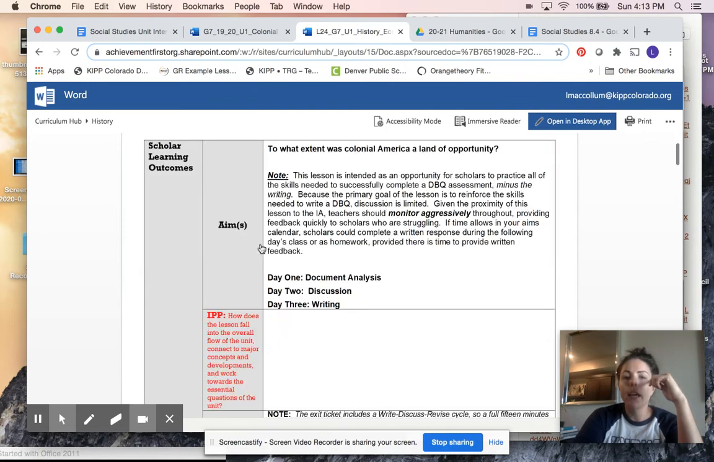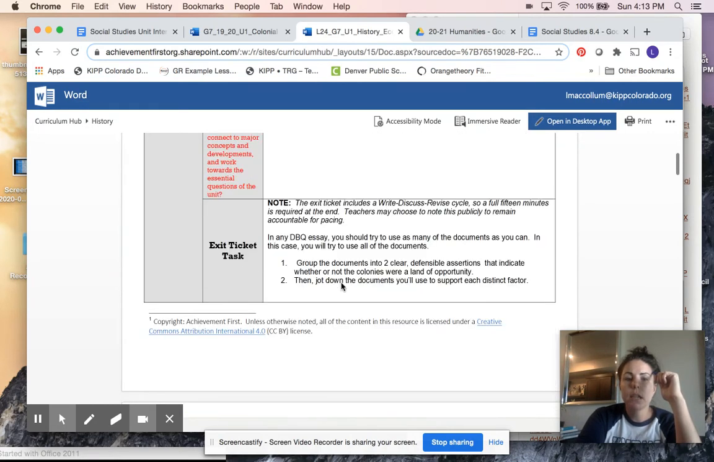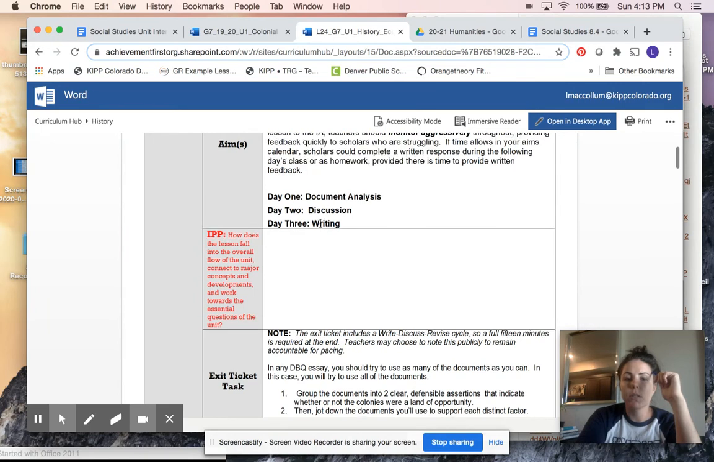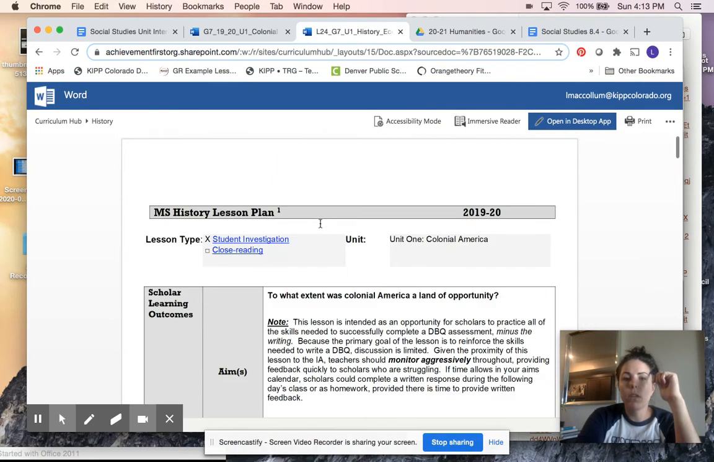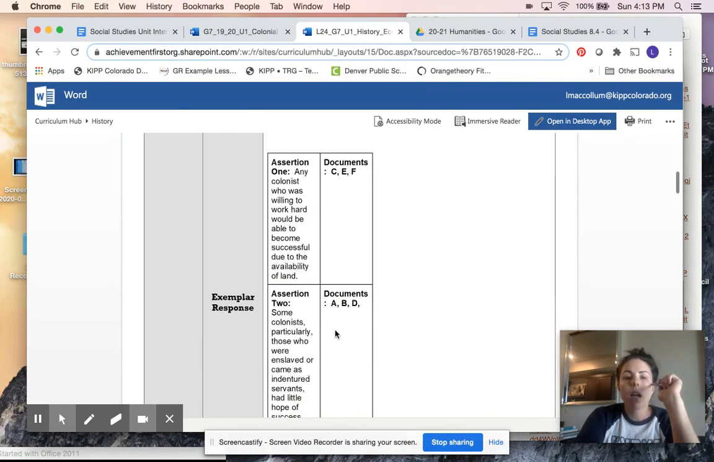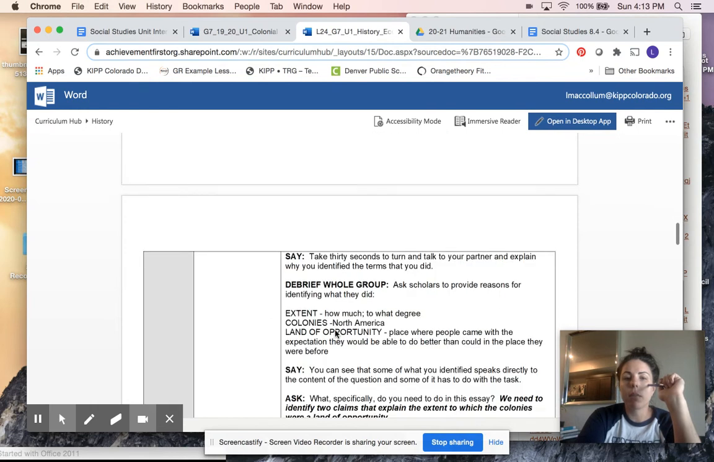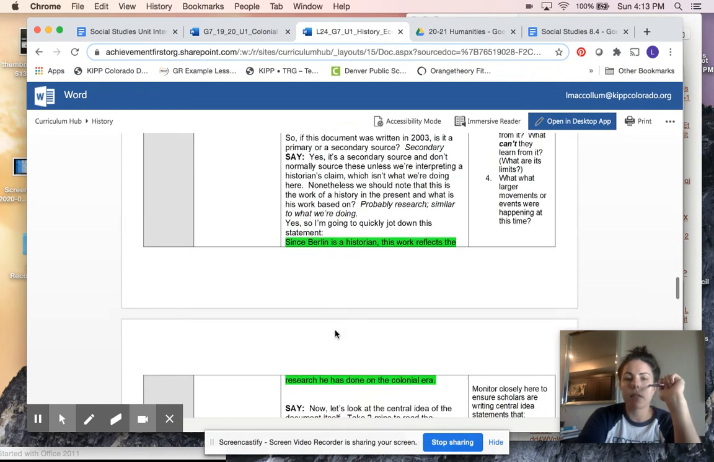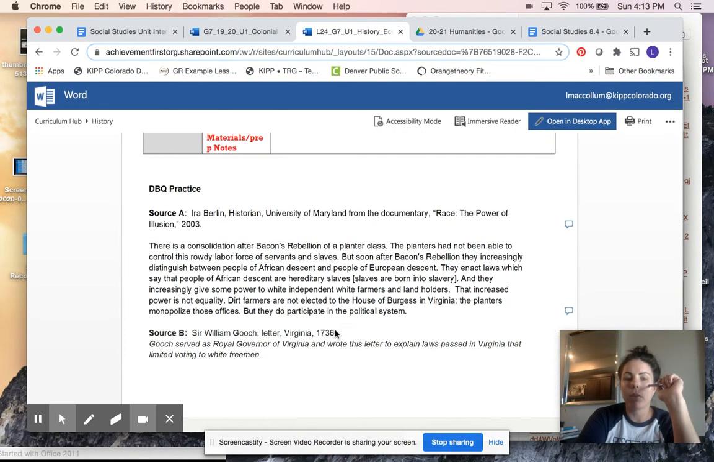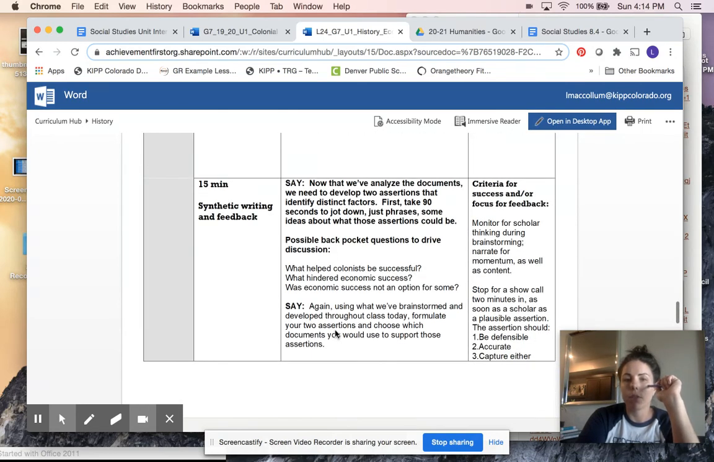Okay. Again, same note here, same prompt. To what extent? So this is over 2 days kids are working on this. Day 2 is discussion. Day 3, which is optional, is the writing day. So it looks like the exit ticket is the same. So you're going to work through and think about how are kids going to be successful on this. If you do want them to have a writing time, I would go ahead and make sure they are writing too. Okay.